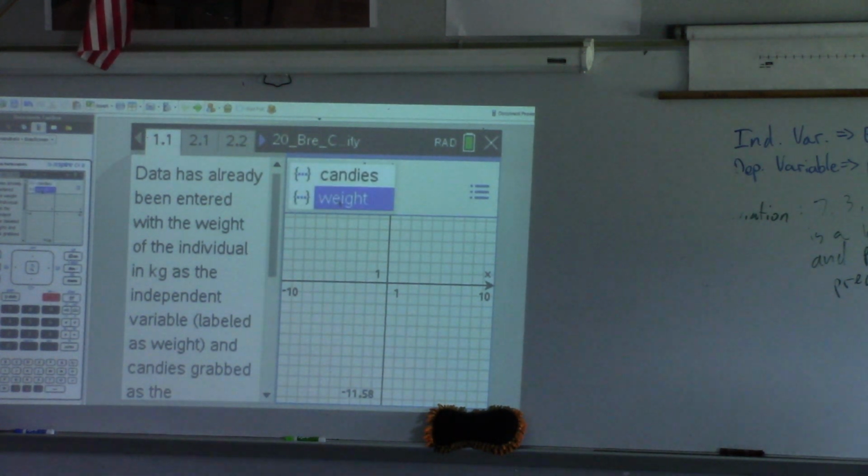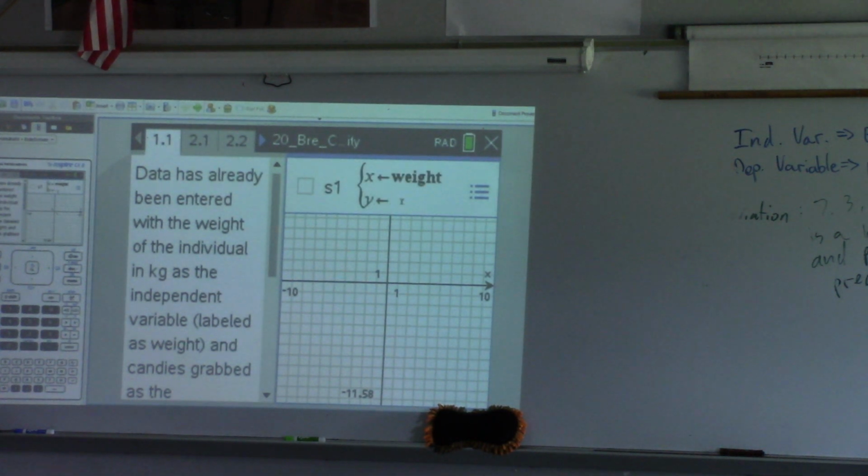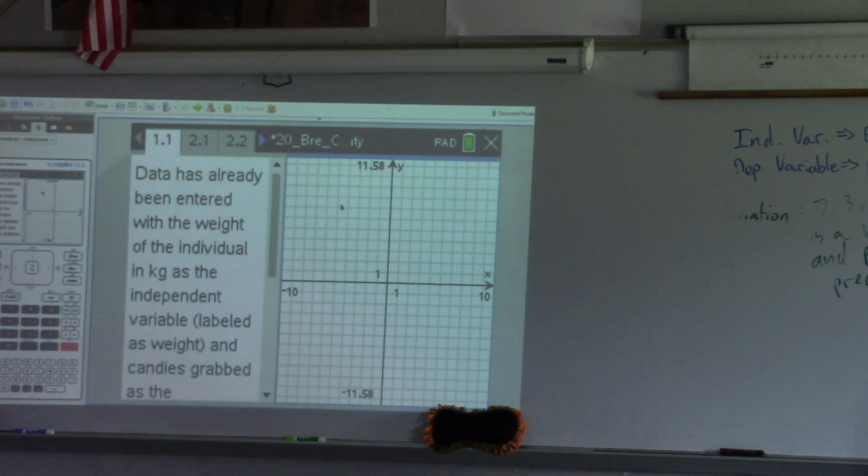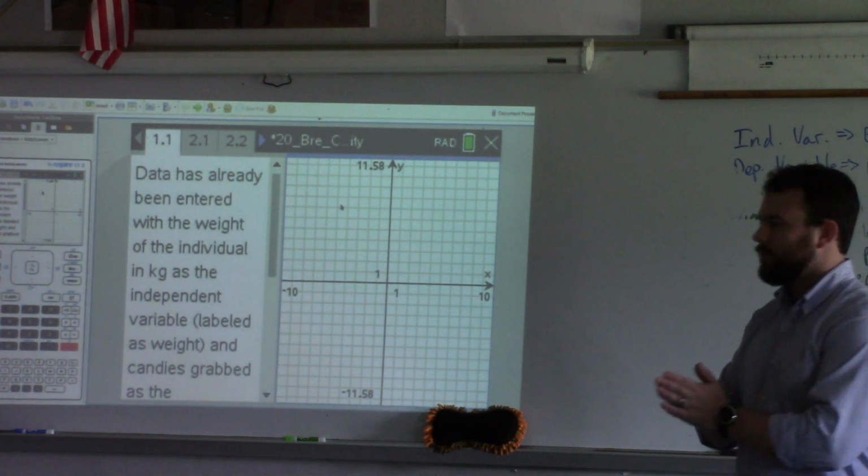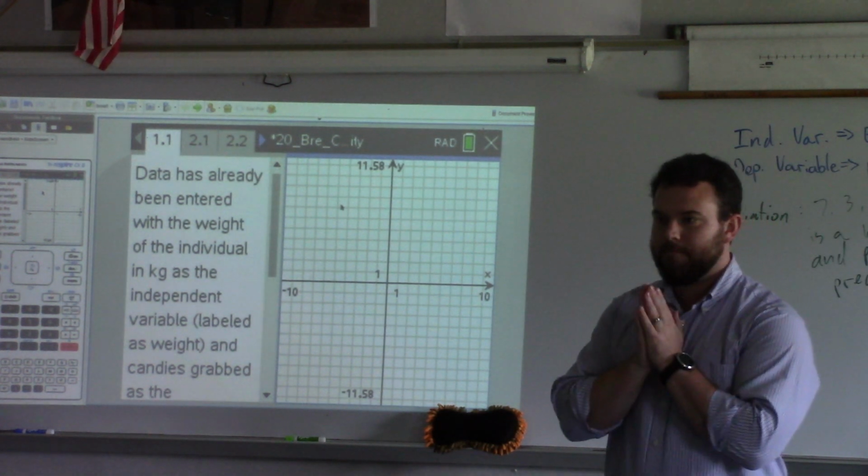So what did I tell you is the independent? Weight. And what's the dependent? Candies. And I hit enter, and nothing pops up.